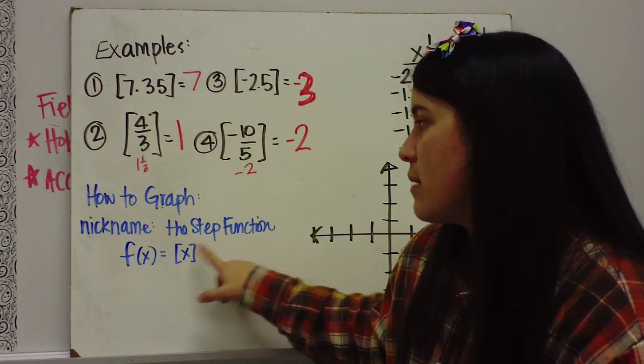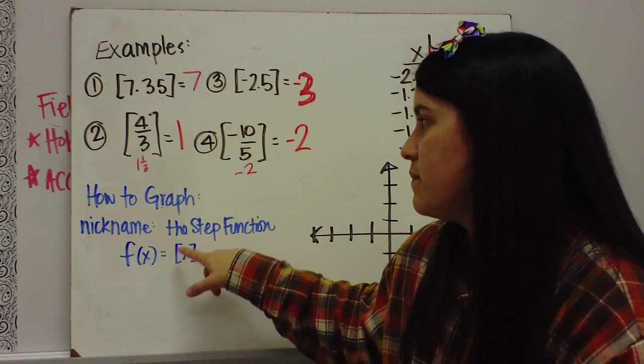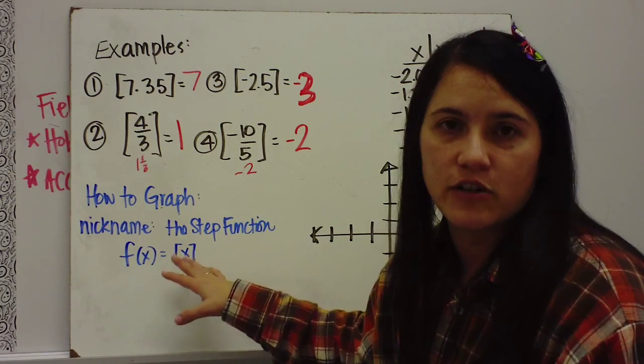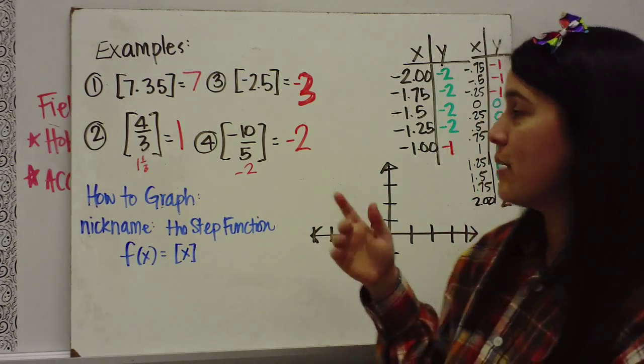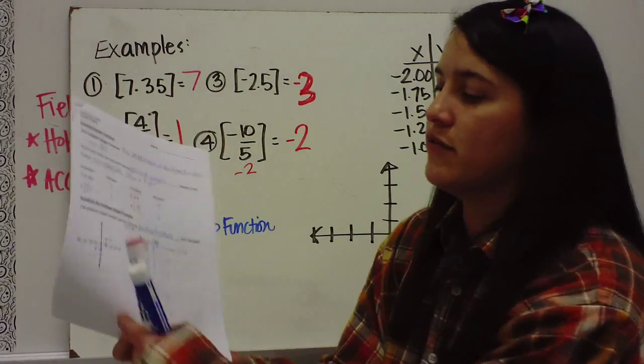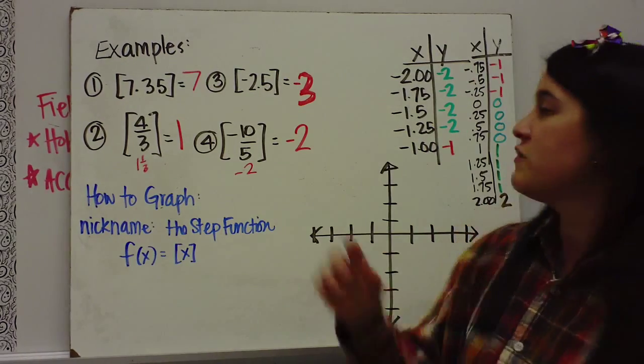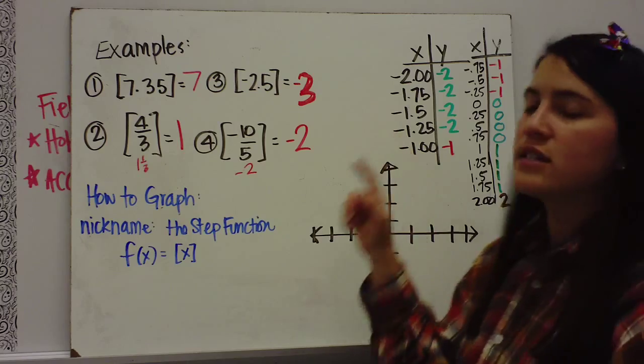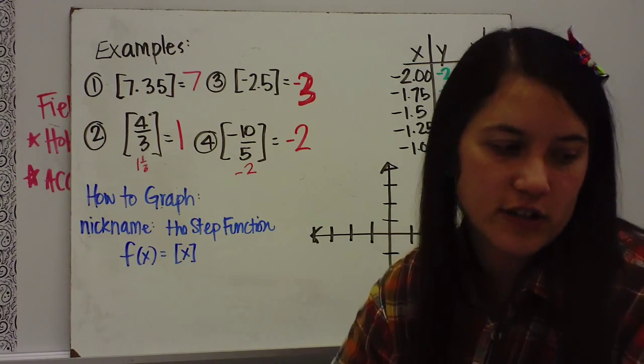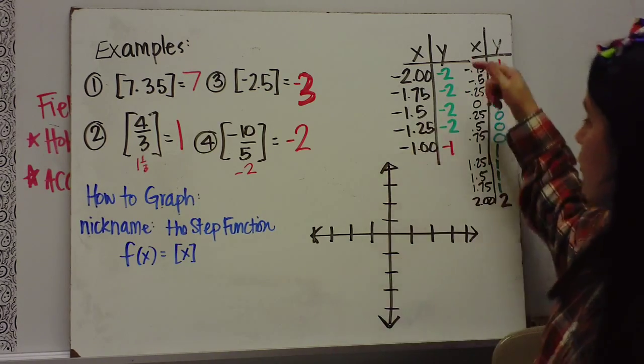The nickname is the step function. So here's our parent function. To graph the step function, I'm going to show you by using a table of values. On your paper, you have a table of values, and they start at negative 2, and then they increase by 25 hundredths, I believe. And I've already filled in the values.